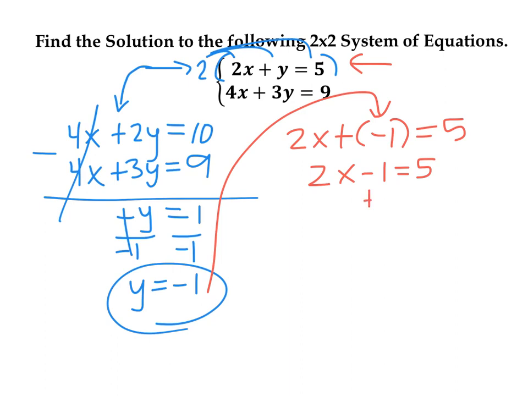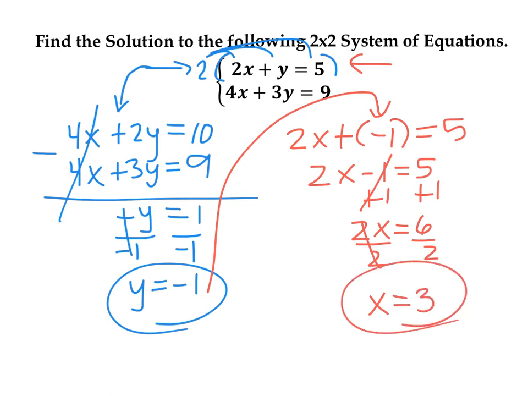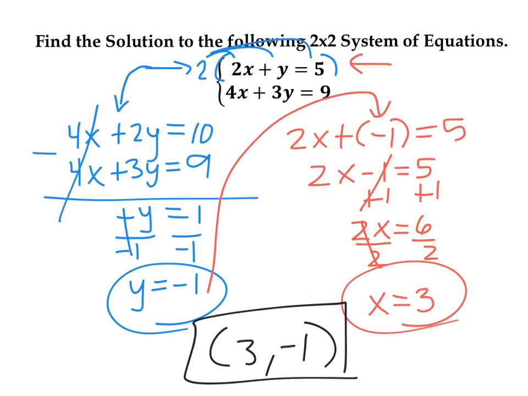Move the 1 over. 2x equals 6. Divide both sides by 2. x equals 3. So now that I have my two solutions, I can rewrite this as a coordinate point, (3, -1). If I wanted to check this, I could simply graph these two equations on the calculator and see if that's the actual point of intersection.